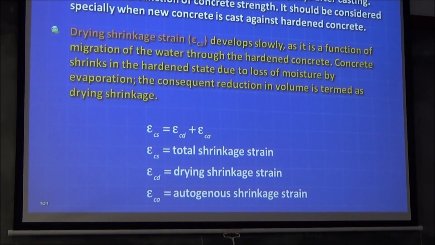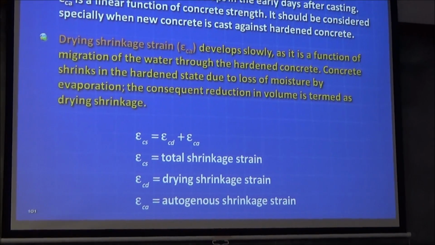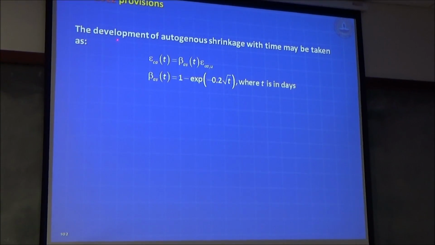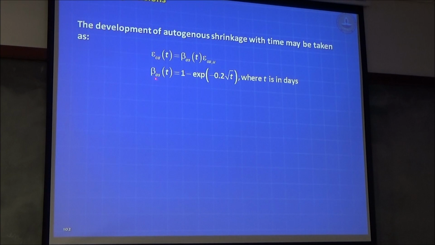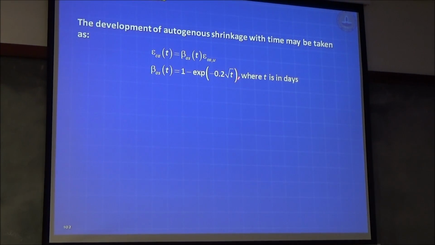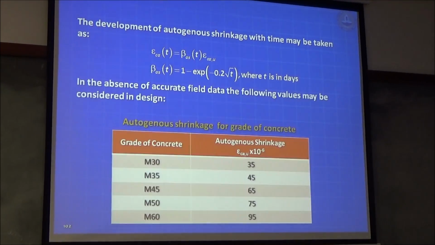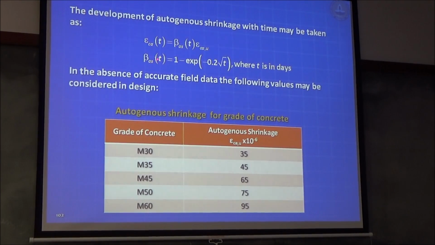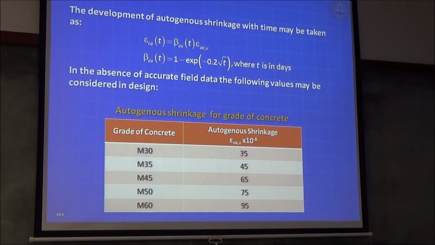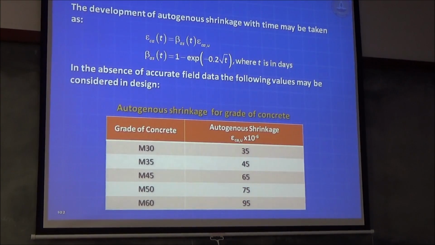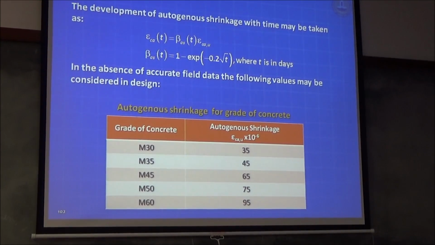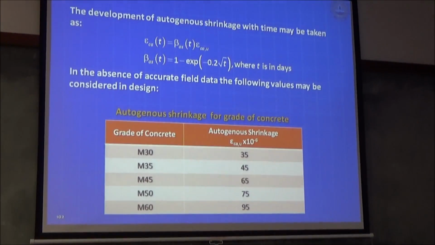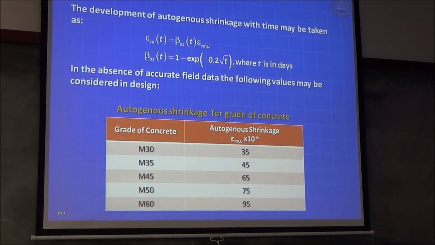So let's see how these can be modeled very quickly. There's this formulation for autogenous shrinkage where you have 1 minus an exponential function. We'll show you a graph, but typically it has some coefficients, and the values are very small. Remember the value we looked at, 0.003. That 0.003 is still there in IS 456, which has not been revised.